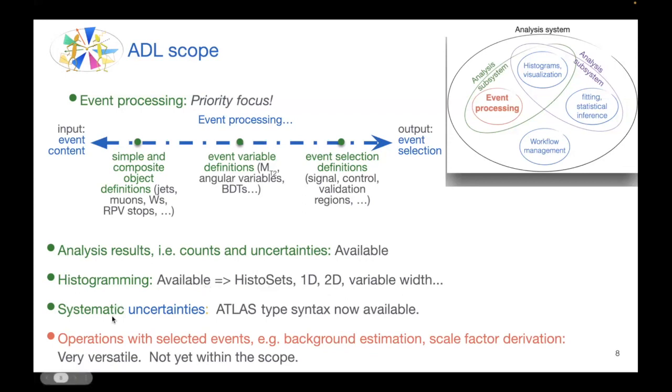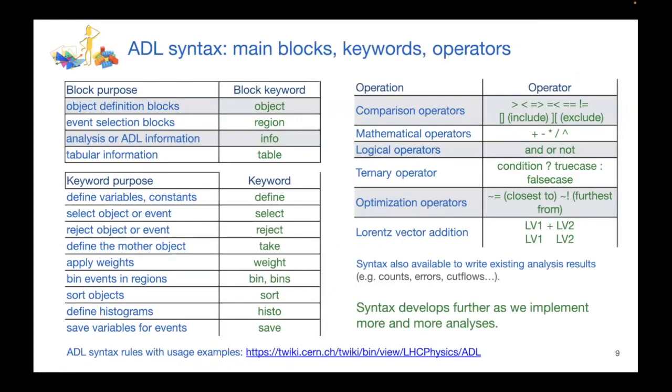Of course, when you do real-life analysis, systematic uncertainties become important, and we have added ATLAS-type syntax that you will see in a moment. We did not do more on this, covering statistical significance, statistical inference. This is not yet in the scope.